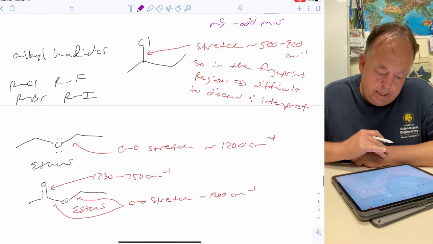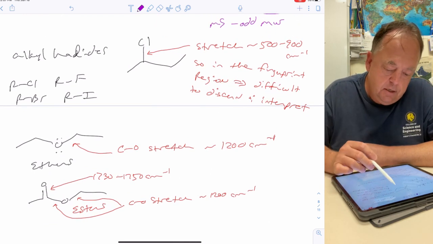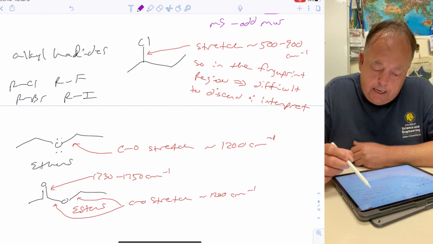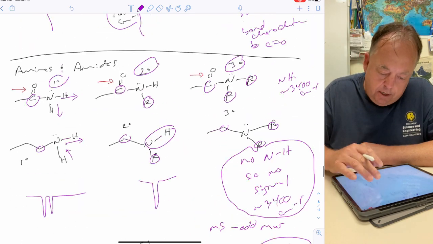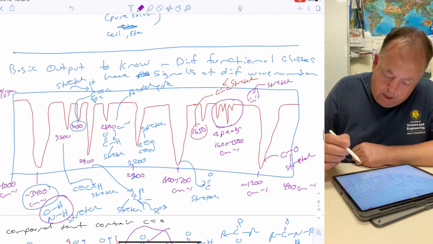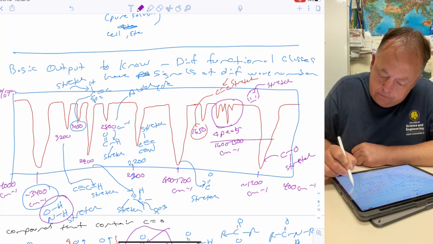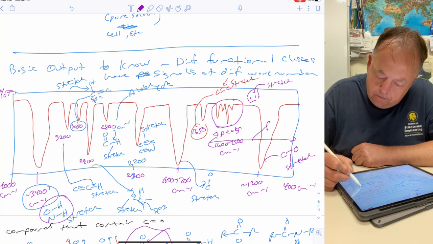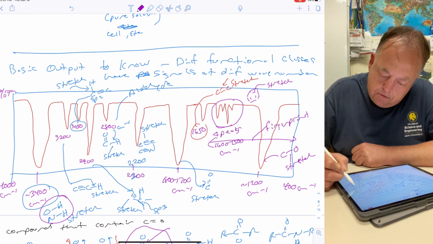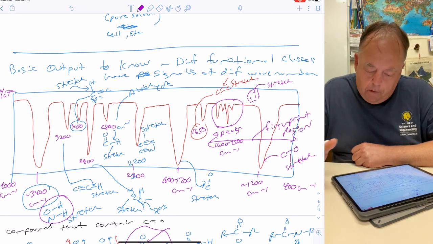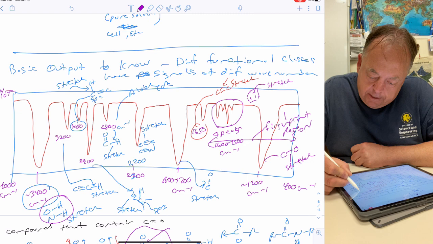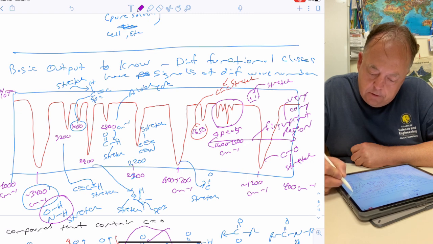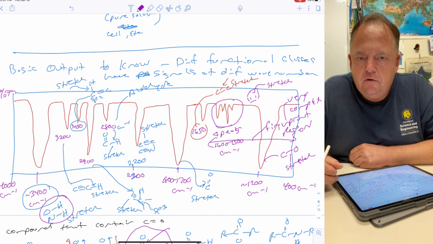Okay, and then for alkyl halides, the carbon-halogen bond, so it could be carbon-chlorine, bromine, fluorine, iodine, those stretches are around 500 to 900 inverse centimeters. I didn't make this point up here, but this region of the IR spectrum, from about 400 to about 1500 inverse centimeters, is what's known as the fingerprint region, and it's usually very complex. It's very difficult to interpret because that's where all of the bending modes are.